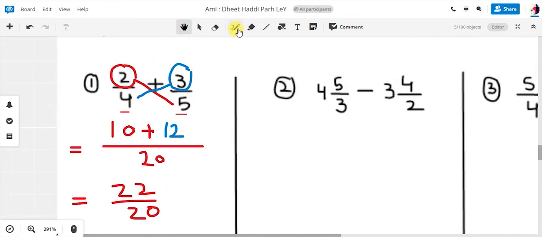Okay, so this is one way of solving the question. Let me tell you another way of solving the question, but the steps will remain the same.